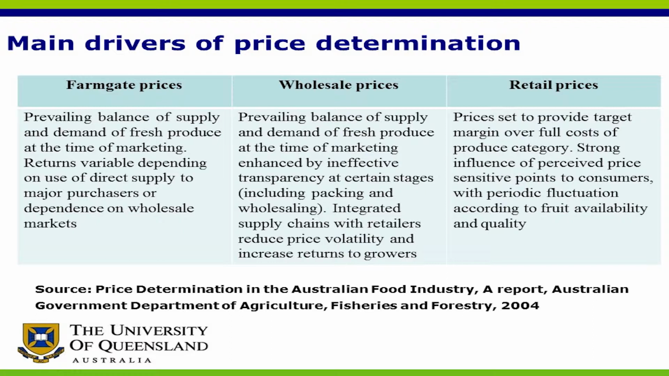Wholesale prices are driven by the prevailing balance of supply and demand of fresh produce at the time of marketing, enhanced by ineffective transparency at certain stages. This includes packing and wholesaling. Integrated supply chains with retailers reduces price volatility and increases the returns to growers. Retail prices are set by retailers to provide the target margin over the full costs of the produce category. These need to vary according to price-sensitive points to consumers, with periodic fluctuations due to fruit availability and quality.